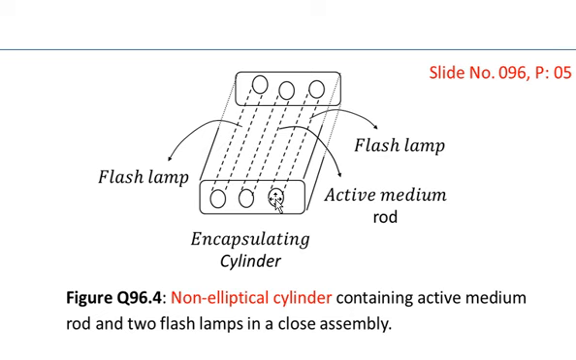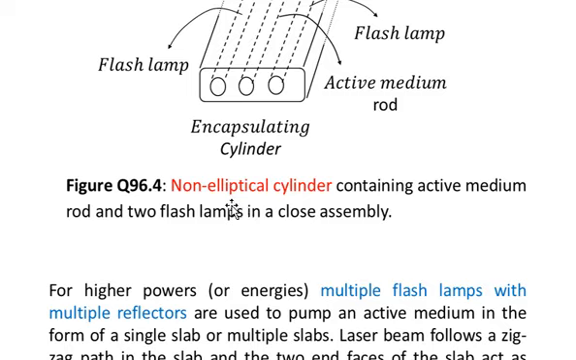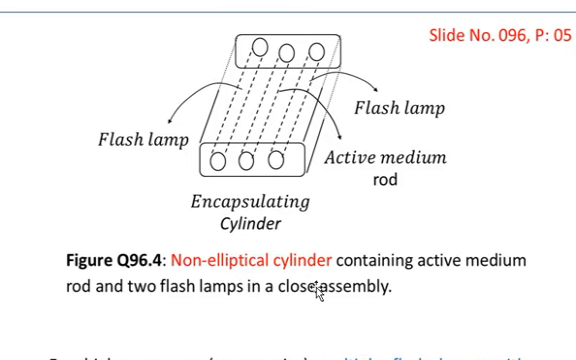And the light which does not reach the active medium directly from these flash lamps will reach the active medium rod after diffuse reflection, because we have a diffuse reflection coating inside this cylinder, so that the light after reflection can reach the active medium rod uniformly from all directions. So this is the caption: non-elliptical cylinder containing active medium rod and two flash lamps in a closed assembly.